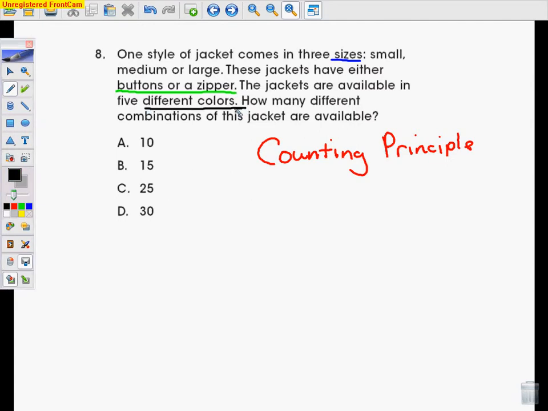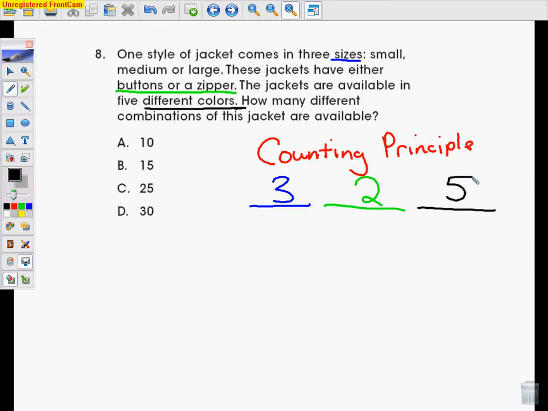Alright, so that being said, you have a choice once again for a size, you have a choice for button and zippers, and you have a choice for colors. Well, how many choices do you have for sizes? Well, you have small, medium, and large, so there's 3 there. How many choices do you have for buttons and zippers? Well, there's 2 choices, either buttons or zippers. And then it says you have 5 different colors.